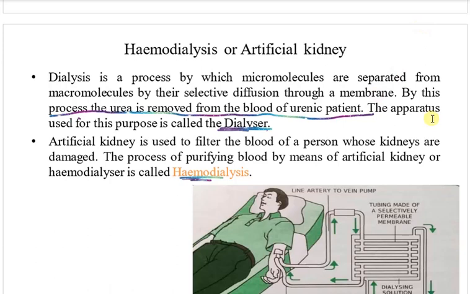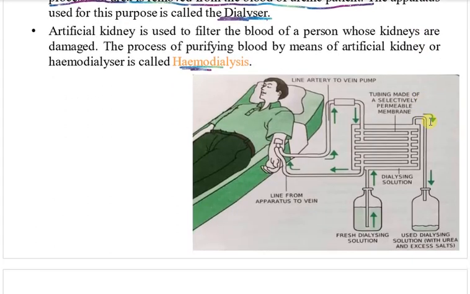Okay, so this is the diagram. Look, from here the line goes from artery to vein via a pump. A needle has been put inside the artery, and the blood is coming through it. It's going to this hemodialyzer. These are the membranes through which the blood is being refined, and this is the used dialyzing solution with urea and excess salts.